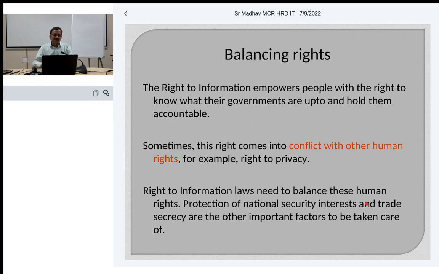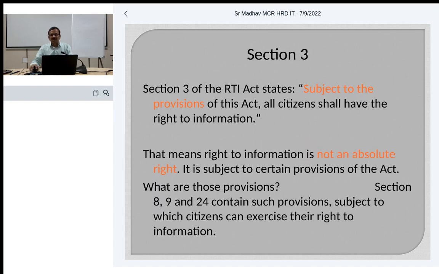But now we have other rights also. For example, right to privacy. Supreme Court in the Justice Puttaswamy judgment in 2017 recognized right to privacy as a fundamental right. Sometimes these rights may conflict with each other, and the Act needs to balance both these conflicting interests. So that's why exemptions play an important role in balancing all these rights.